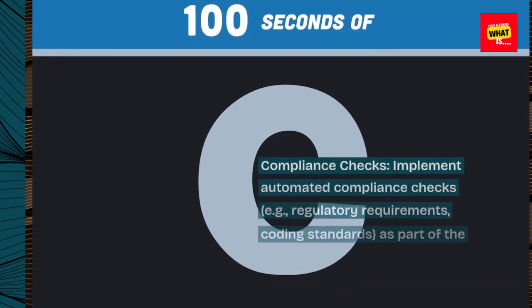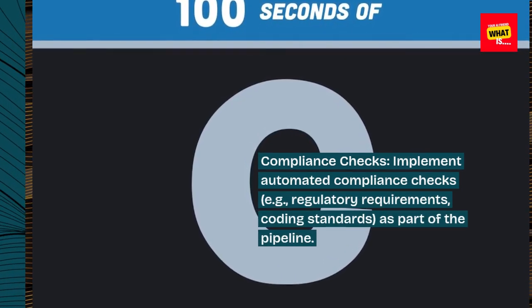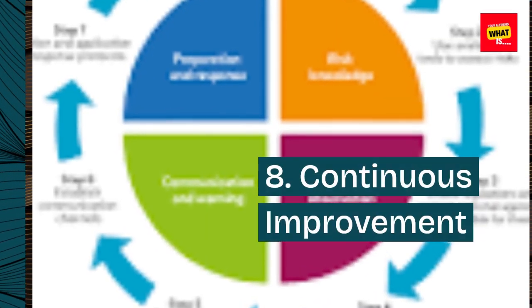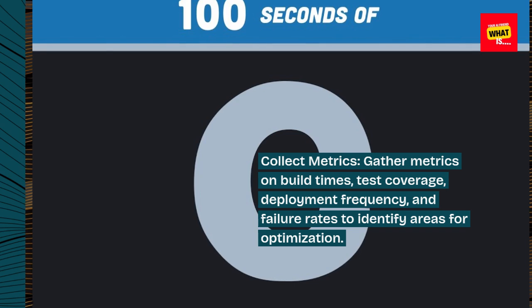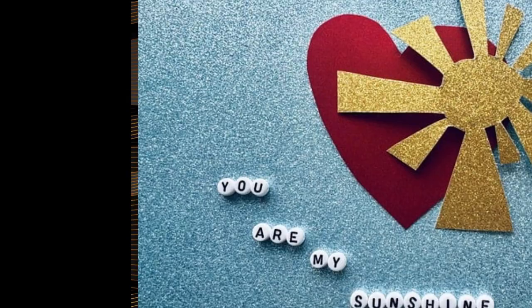Compliance checks. Implement automated compliance checks, e.g., regulatory requirements, coding standards, as part of the pipeline. 8. Continuous improvement. Collect metrics. Gather metrics on build times, test coverage, deployment frequency, and failure rates to identify areas for optimization.